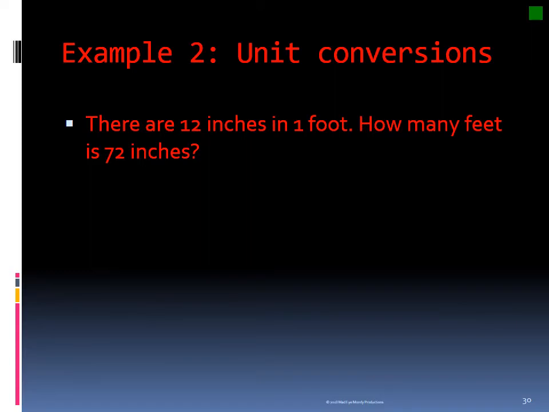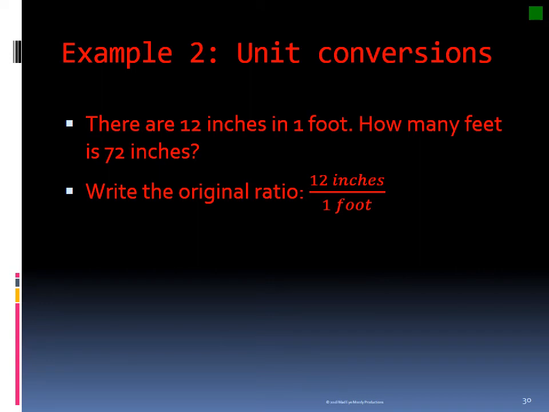Let's do another example. There are 12 inches in 1 foot. How many feet is 72 inches? Step 1 is always to write the ratio that we are given. Our two quantities here are inches and feet. So we're going to set up our original ratio, 12 inches per foot, and we're going to use that to create an equivalent ratio. We're looking for 72 inches, so we are going from 12 inches to 72 inches.